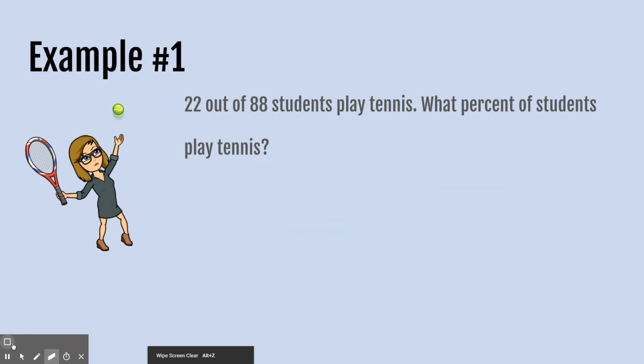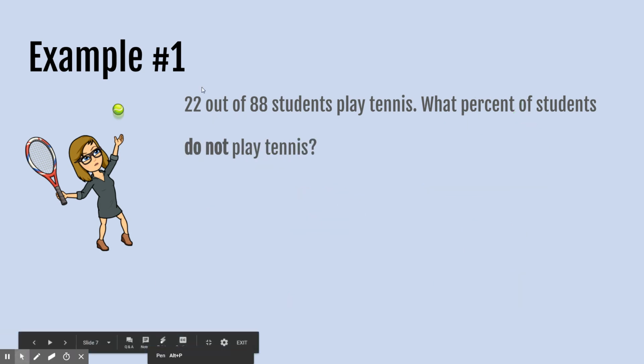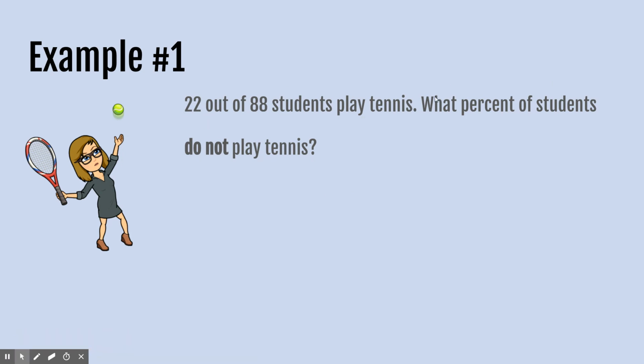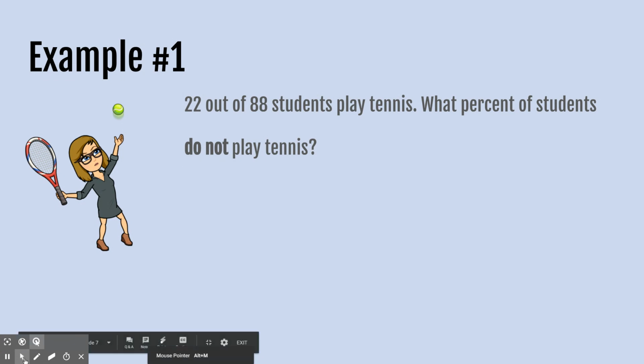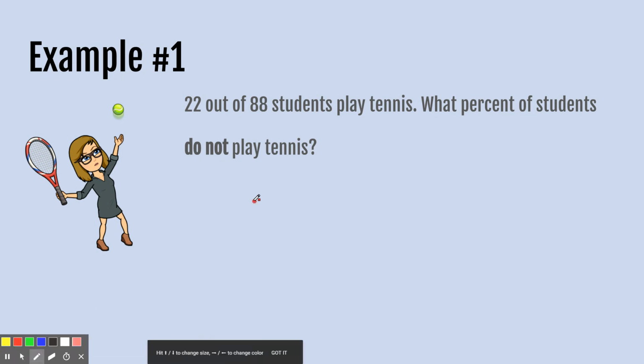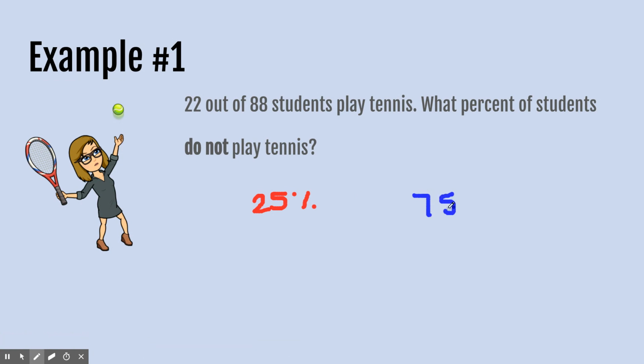So let's say they threw this in. If this question was 22 out of 88 students play tennis, what percent of students do not play tennis? Well, if we just figured out that 25% do play tennis, that means that 75% do not play tennis. So you would have to subtract it from 100 in order to figure out what the other percent of students who are not playing tennis is. So that's how you could figure that out. And we've seen a couple of questions like that, so that way you're making sure you're reading the question and you're answering what they're actually asking you for.